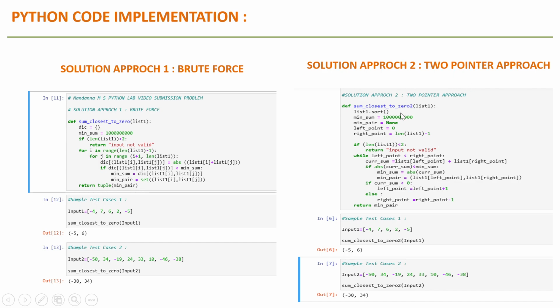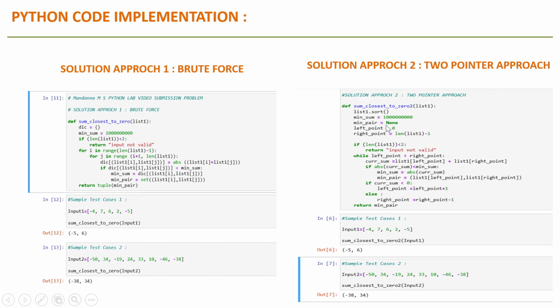For the two-pointer solution, as we mentioned, I've defined a function. I've sorted. Basically, sorting is very important in a two-pointer solution. Then the minimum number is defined and the minimum pair is defined. Then the left pointer is set to 0 and the right pointer is set to the length of the list. Then the same if condition is applied if it is one element, then a while condition is applied stating that if this left element is less than the right element, obviously in the first case it will be, then for this current solution, this left and this right will be summed and we'll call it the current sum.